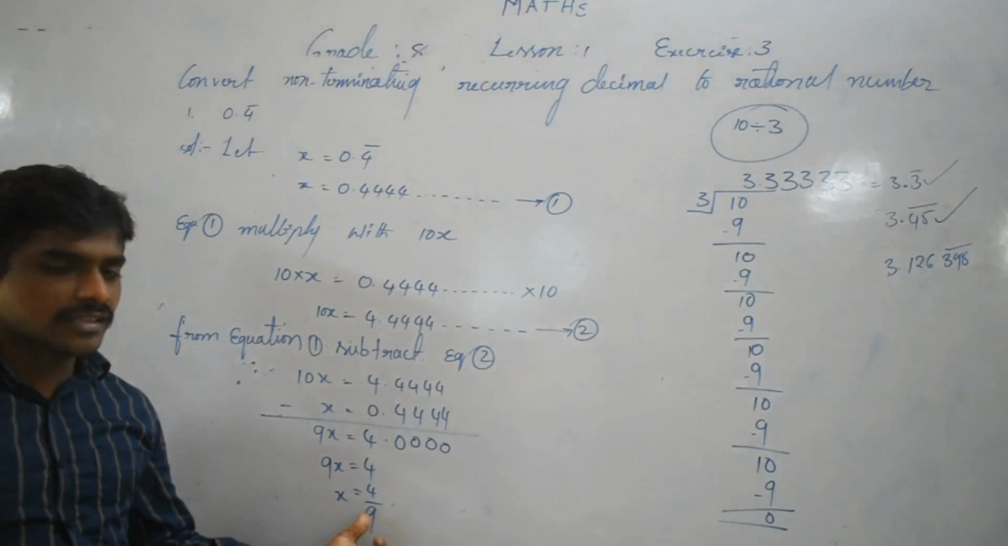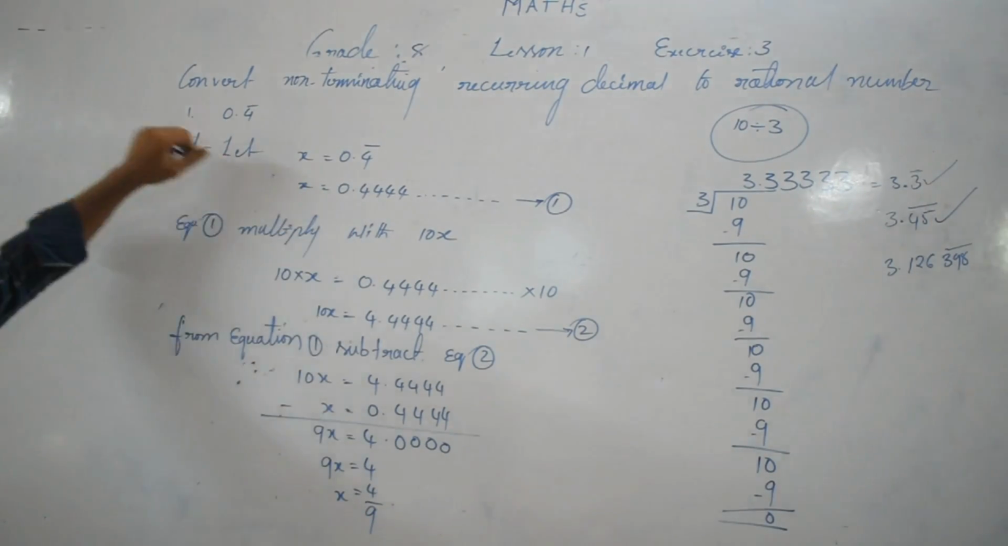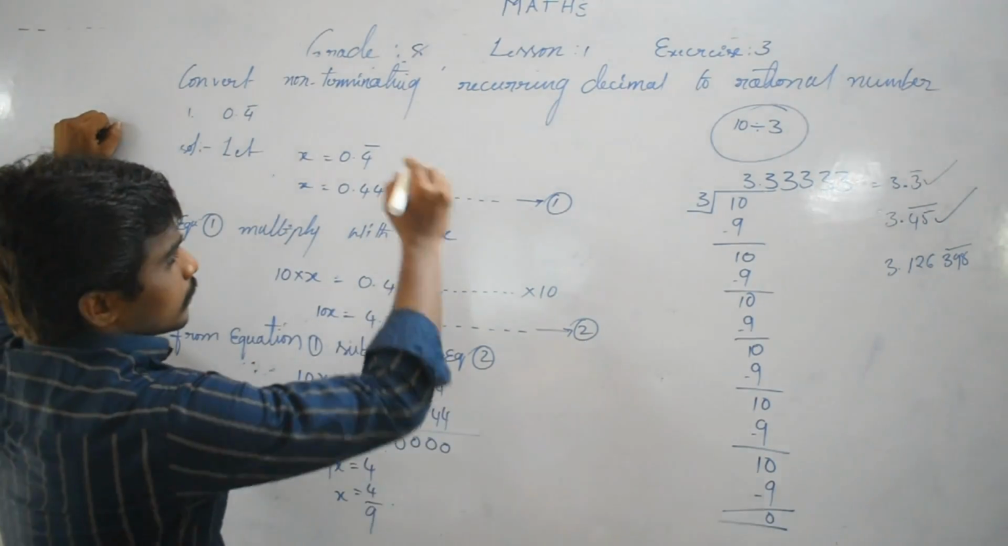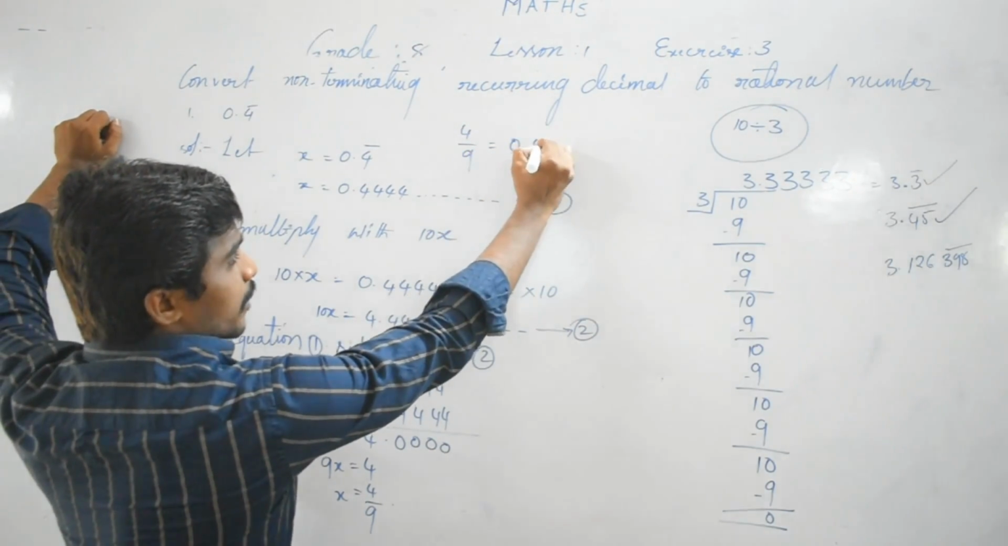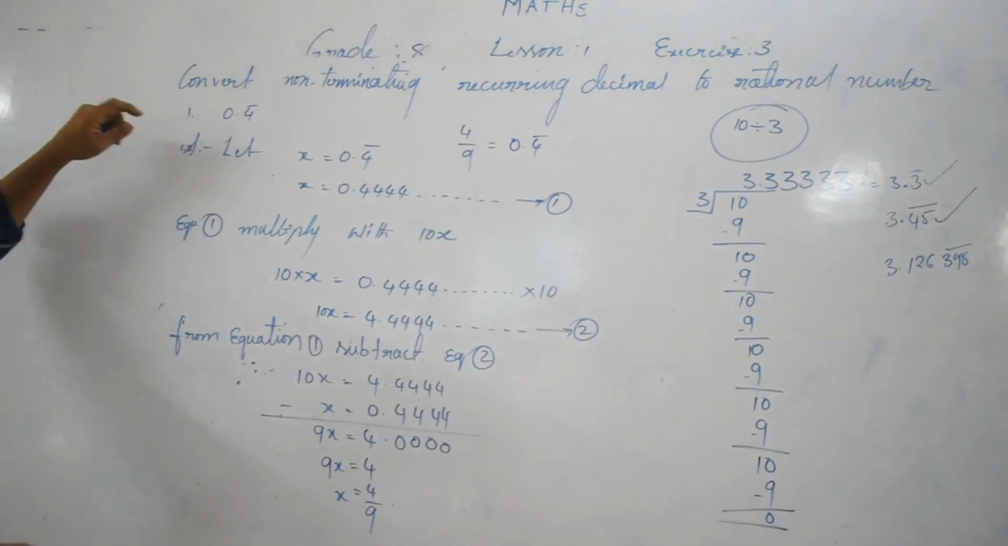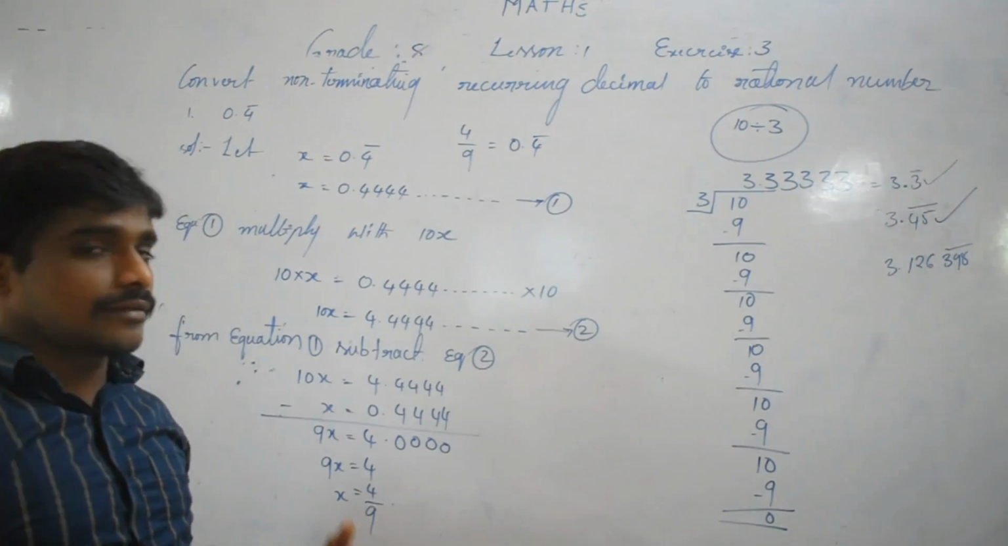So what is the x value? 4 by 9. What is the value of 4 by 9? 0.4 bar. So 0.4 bar in rational form is 4 by 9. Copy this one.